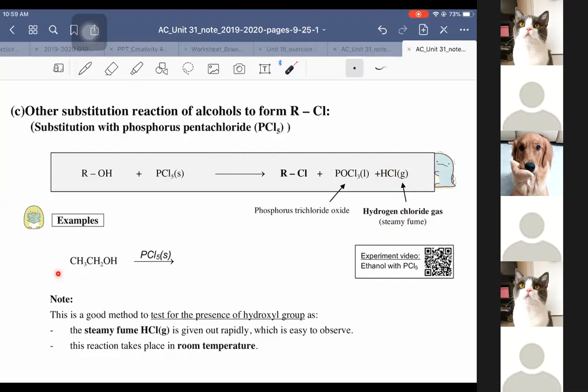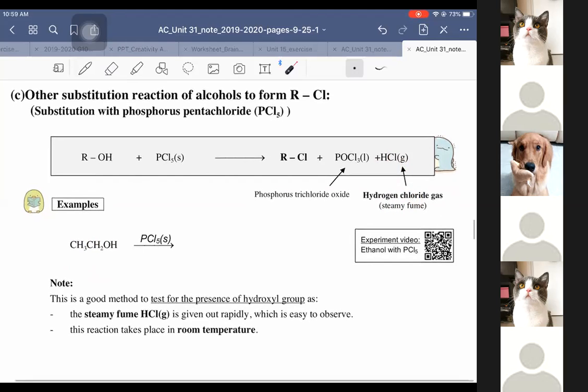If we use an example here, that's ethanol. After the reaction, we should get chloroethane, and then we should also form POCl3 and also HCl.